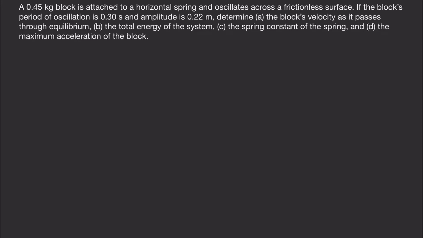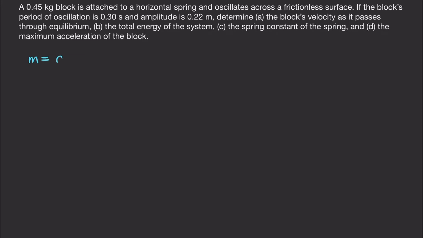For the next problem, we have a 0.45 kilogram block that is attached to a horizontal spring and oscillates across a frictionless surface. If the block's period of oscillation is 0.30 seconds and amplitude is 0.22 meters, determine A, the block's velocity as it passes through equilibrium, the total energy of the system, the spring constant of the spring, and the maximum acceleration of the block.